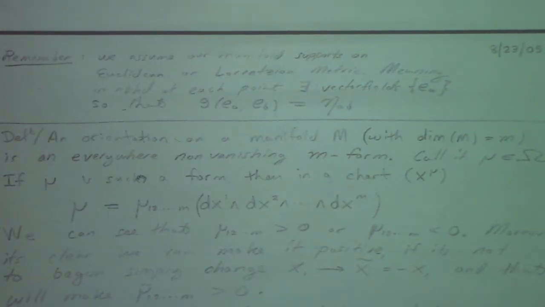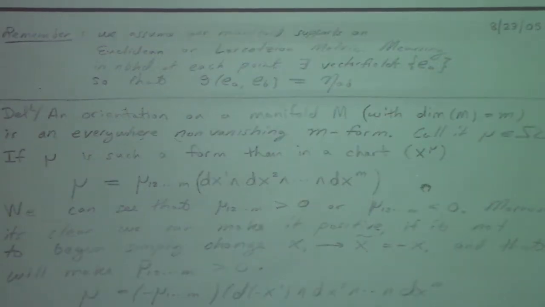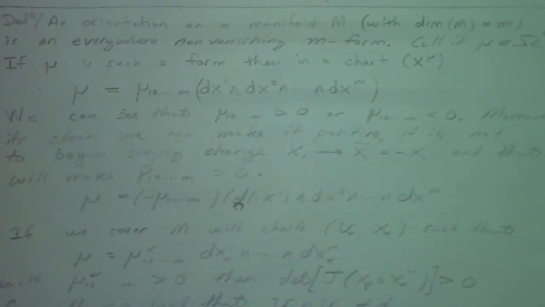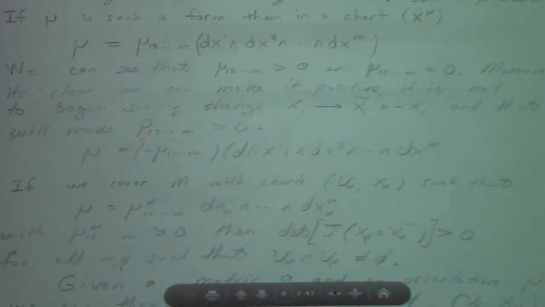Orientation on a manifold is an everywhere non-vanishing m-form, something like this. So either that's positive or that's negative, and it's clear we could make it either positive or negative. If not positive to begin with, you simply flip one of your coordinates to minus the coordinate, and that will change the coefficient of mu to minus what it was. So without loss of generality, if you have an oriented manifold, you can assume that you've got a top form with a positive coefficient. Stop that stupid thing. I don't know how to make that stop. But, all right.